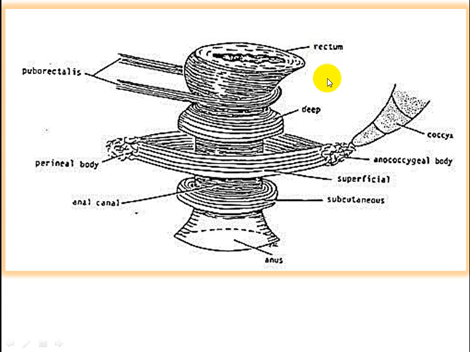This diagram shows the external sphincter muscle. This is the subcutaneous part. This is the superficial part that joins between the perineal body and the coccygeal body. This is the deep part, which is confined with the puborectalis that surrounds the rectum, making it a sling.